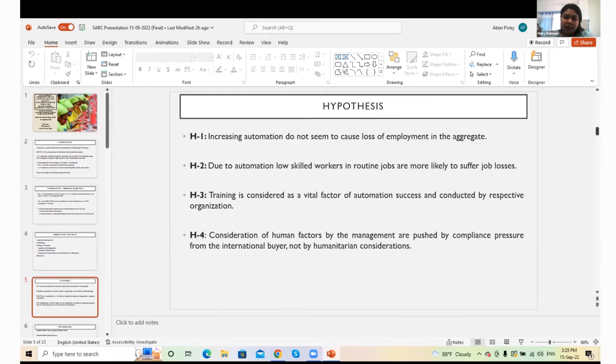I have built these four hypotheses for my paper. The first hypothesis is that increasing automation does not seem to cause loss of employment in the aggregate. Number 2, due to automation, low-skilled workers in routine jobs are more likely to suffer job losses. Number 3, training is considered a vital factor of automation success and is conducted by the respective organization. And last but not least, number 4, consideration of human factors by management is pushed by compliance pressure from international buyers rather than by humanitarian considerations.